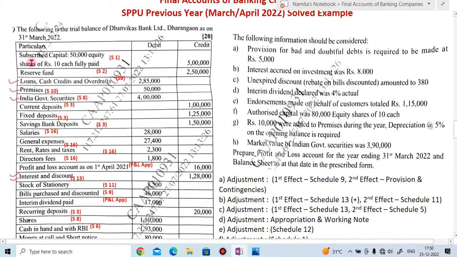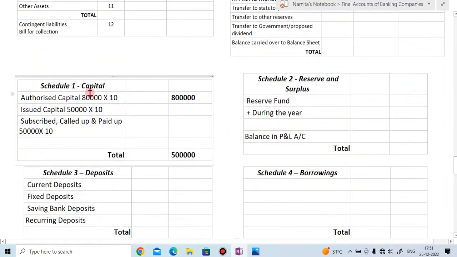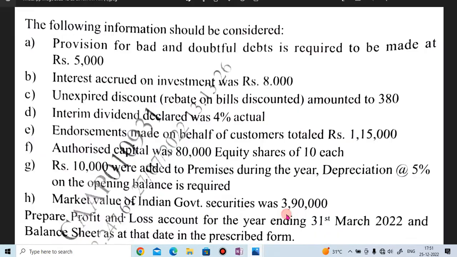First is subscribed capital 50,000 equity shares of 10 rupees each, fully paid, schedule 1. Now always remember, in schedule number 1, that is capital, always the first entry will be of authorized capital. Now this authorized capital is given in where? It is given in the adjustment. Okay, see the adjustment number F.